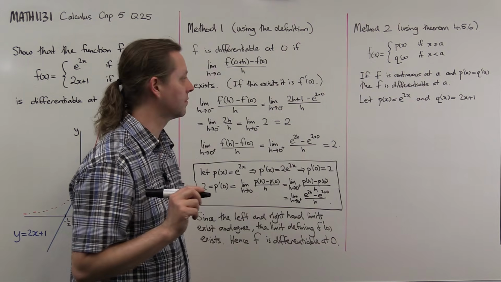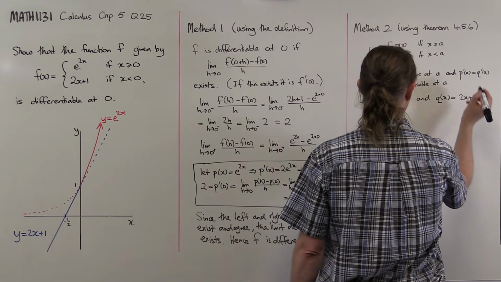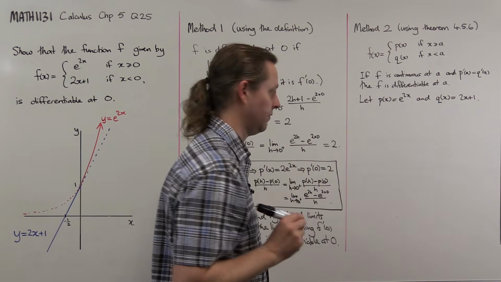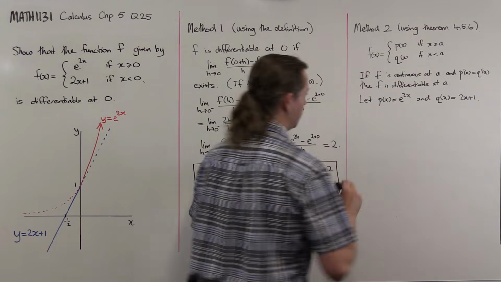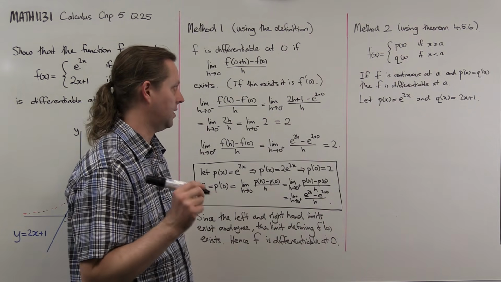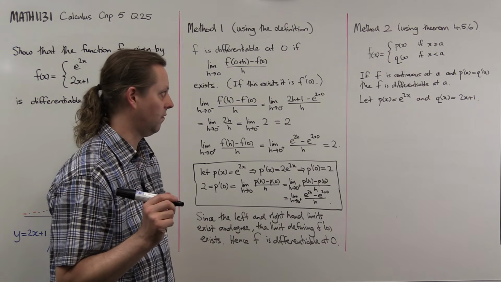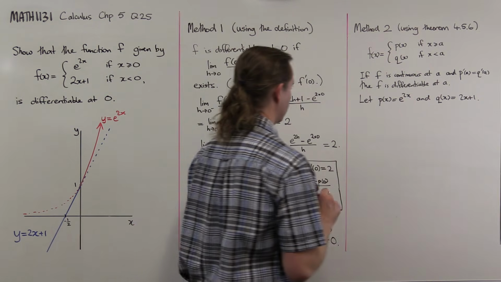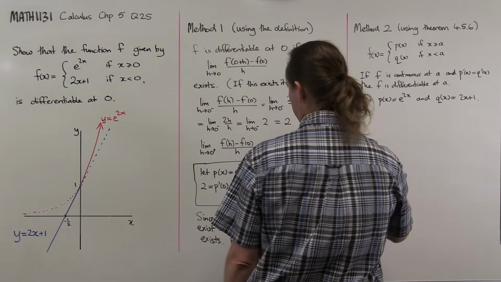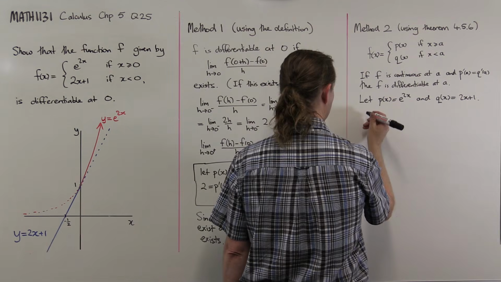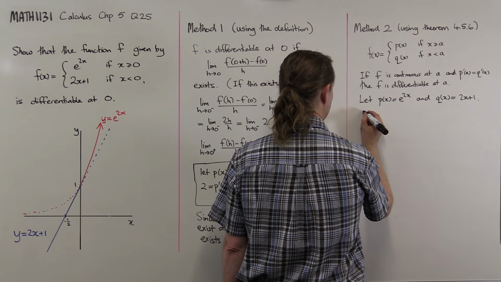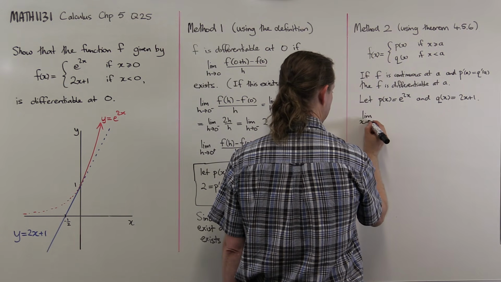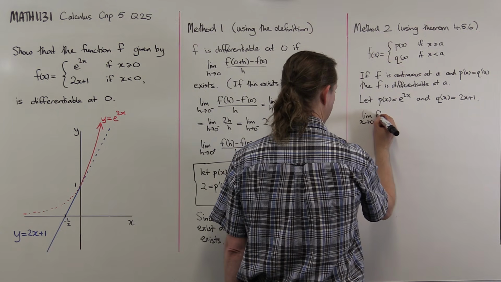Okay, now we need to check that f is continuous at a. Maybe we'll check that first. So f is continuous at a means that the limit as x approaches a of f of x is equal to the actual value of the function f at a. In this case a is 0. So we need to check the limit as x approaches 0 of f of x.